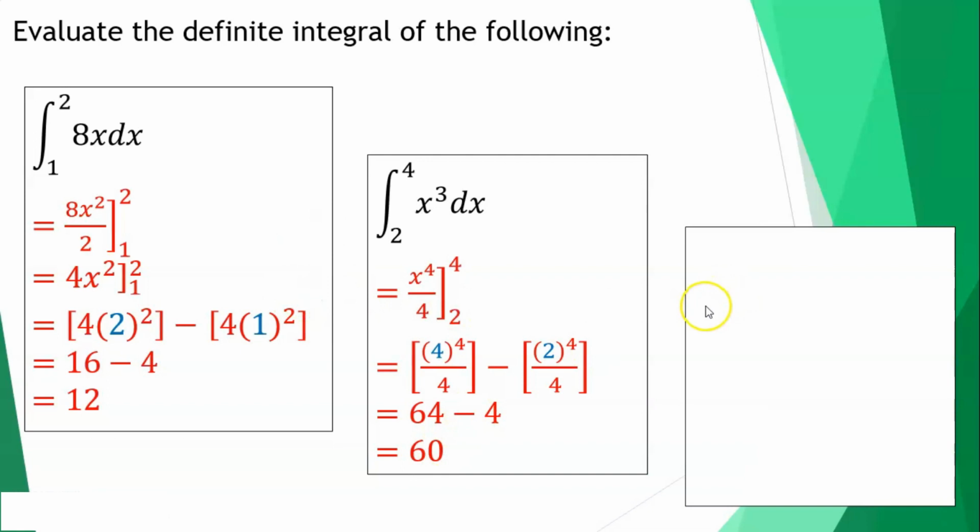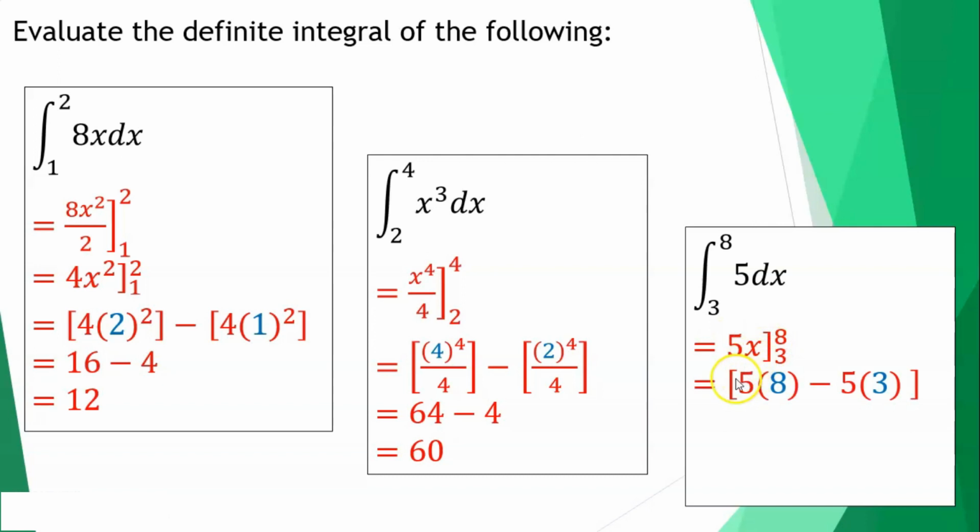Okay, another example. Evaluate the integral of the constant 5 dx evaluated from 3 until 8. So take note, the integral of 5, this would become 5x evaluated from 3 until 8. So at this point, let's substitute. So this would become 5 times 8 minus 5 times 3. So this would become 40 minus 15. So the result here is 25. So take note, that's the basic process in solving for the definite integral.